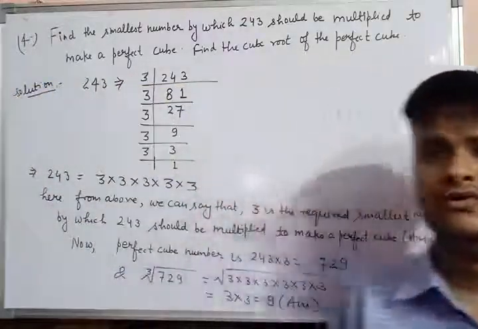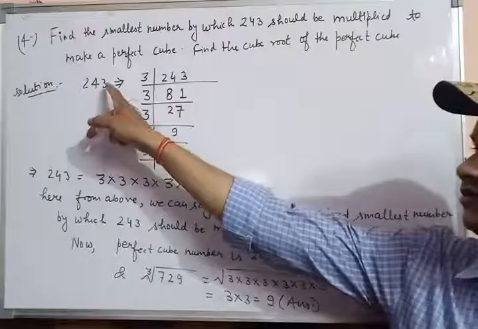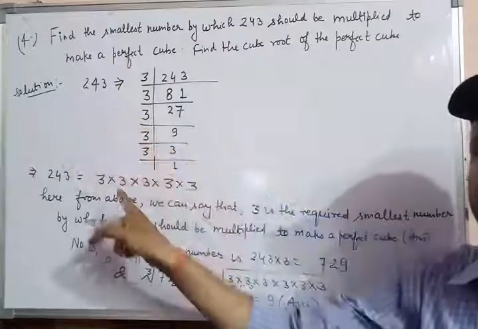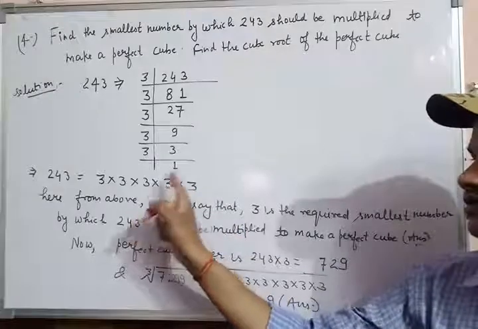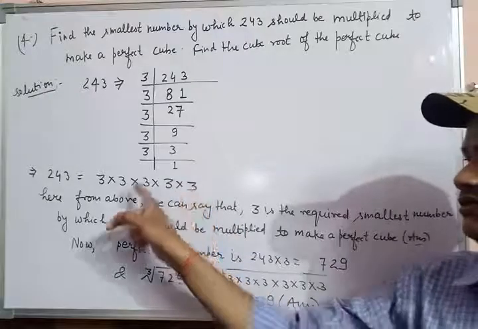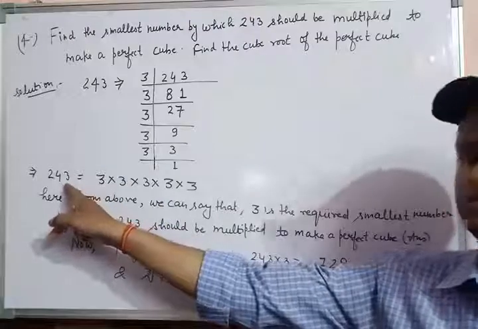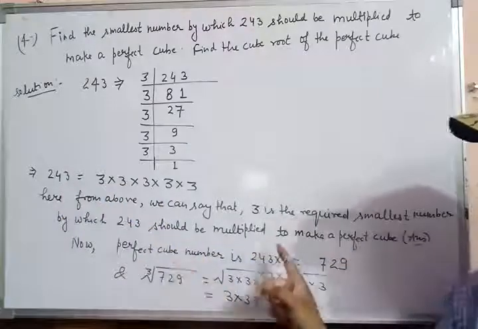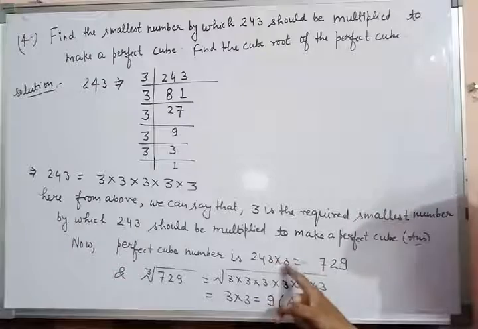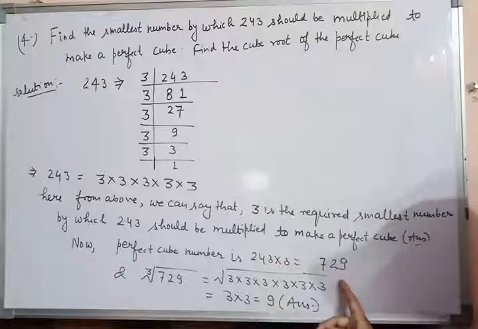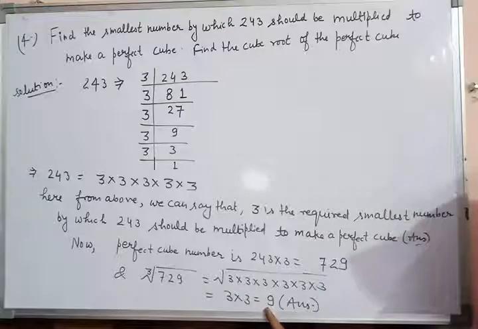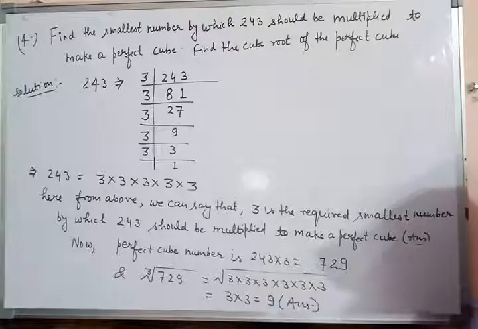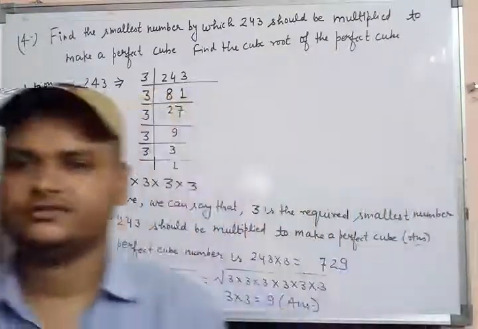First of all you have to find the factors, then after that you can get that 3 is the number by which we have to multiply this number to make a perfect cube number. If you multiply this number by 3 then we will get 729. This number is the perfect cube number and the cube root of this number is 9. So student, before moving on to the next question, pause the video to note it down in your copy or take a screenshot.